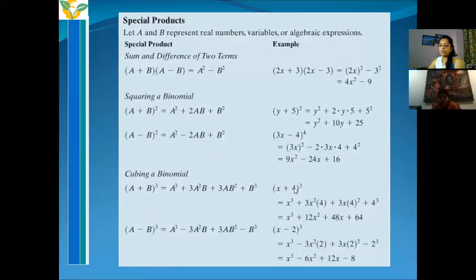So (x plus 4) whole cube is x cube plus 3x square into 4 plus 3x into 4 whole square plus 4 cube. When I simplify that, I get x cube plus 3 times 4 is 12x square, 3 into 4 square is 16, 16 times 3 is 48x, plus 4 cube is what? 64. Next, coming to the concept (a minus b) whole cube. So a cube minus 3a square b plus 3ab square minus b cube.